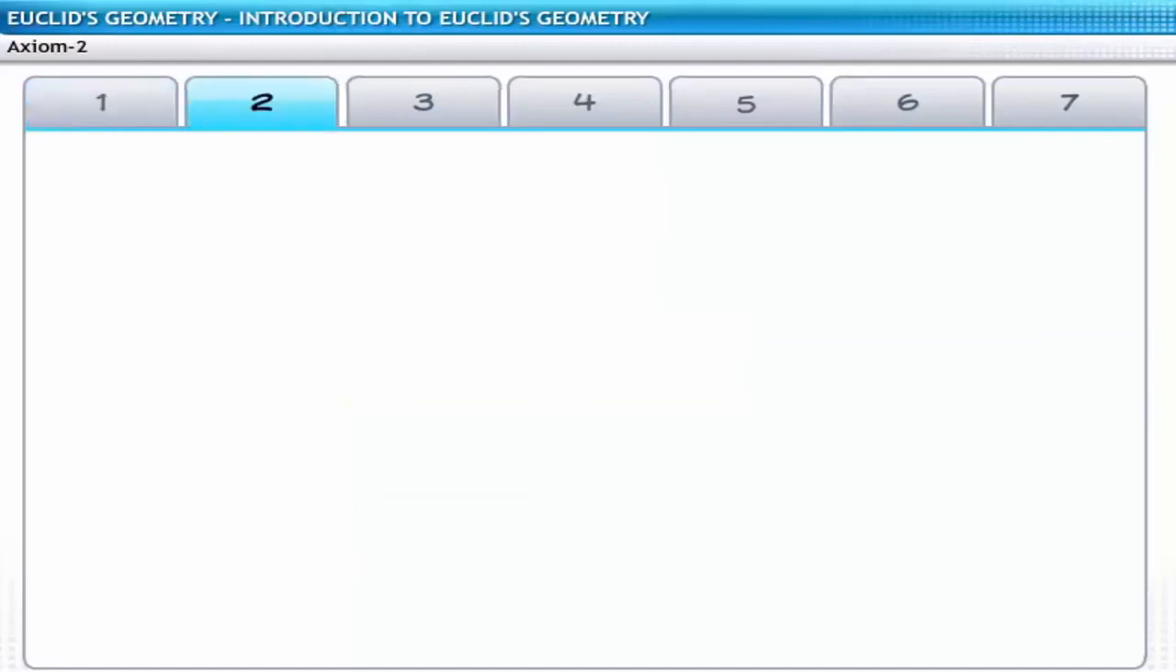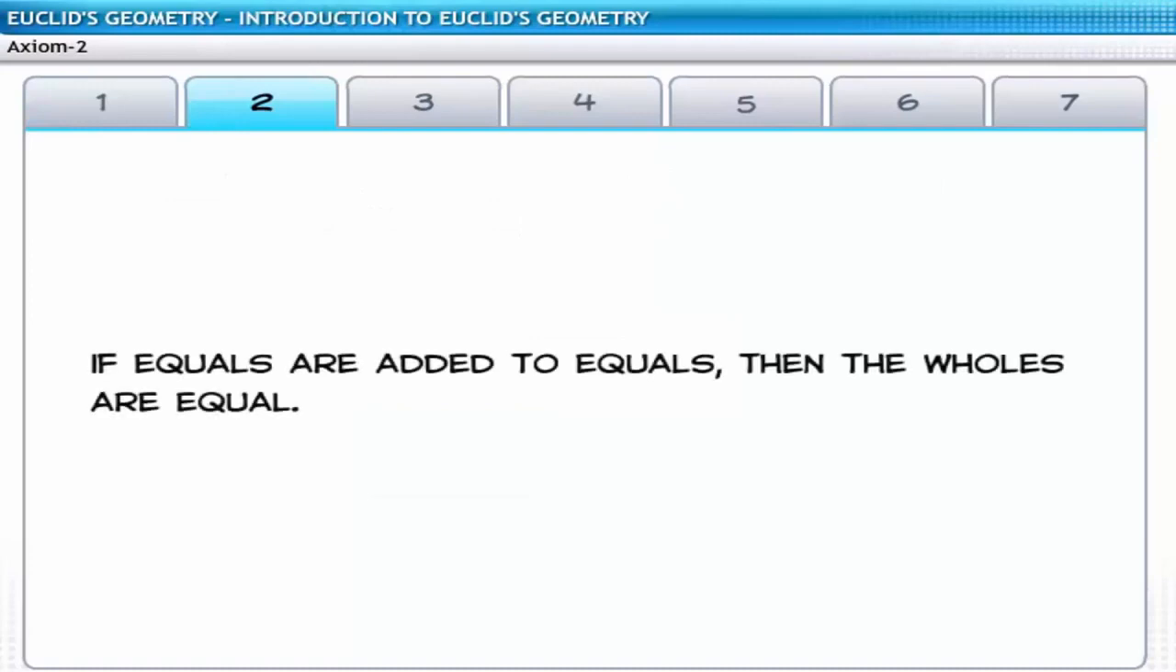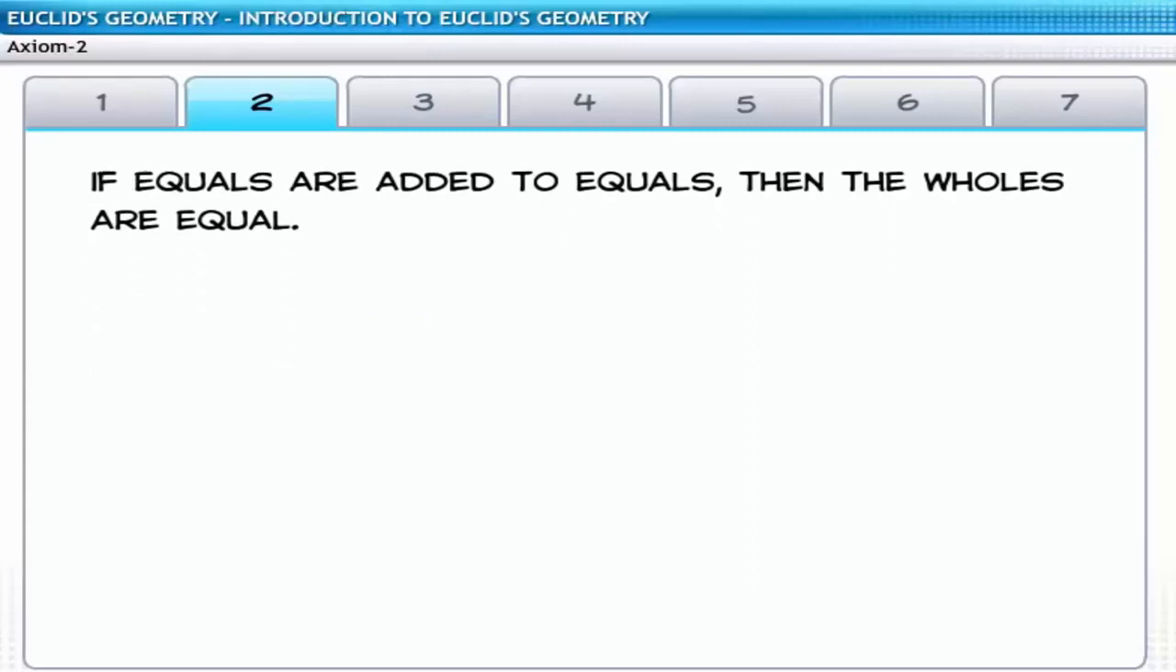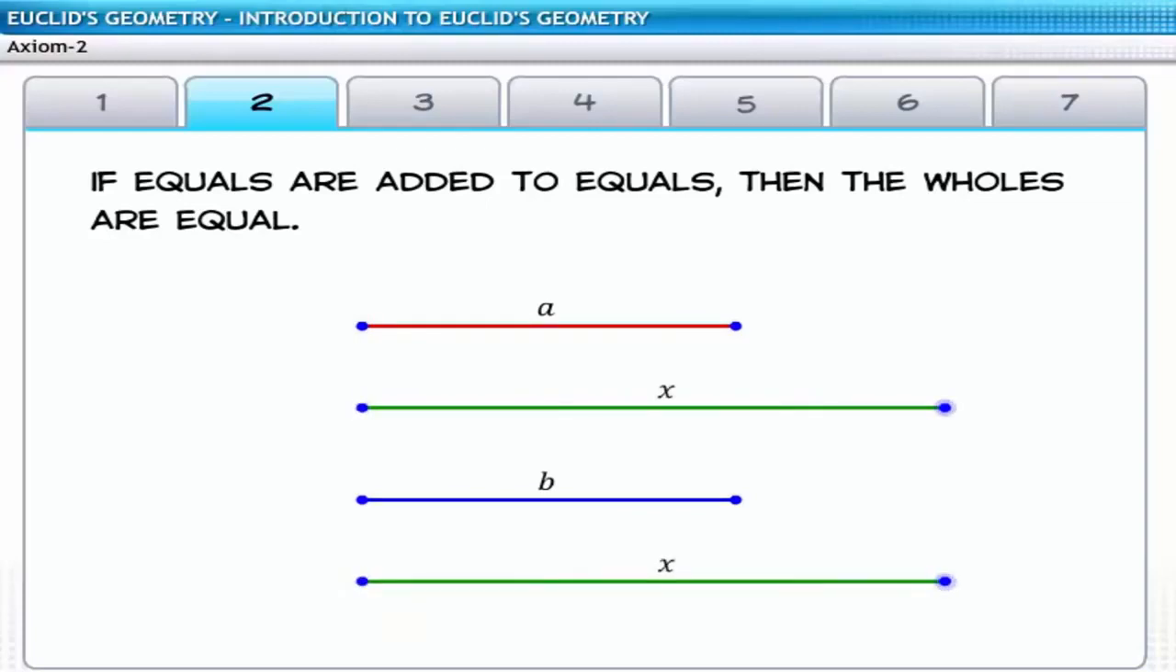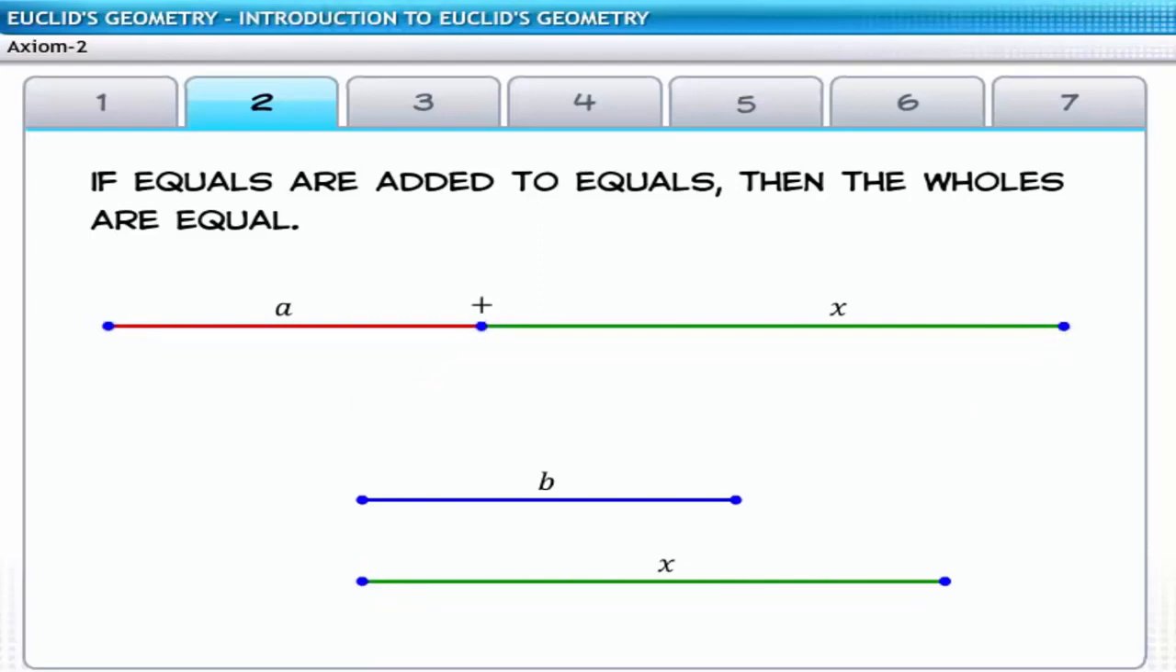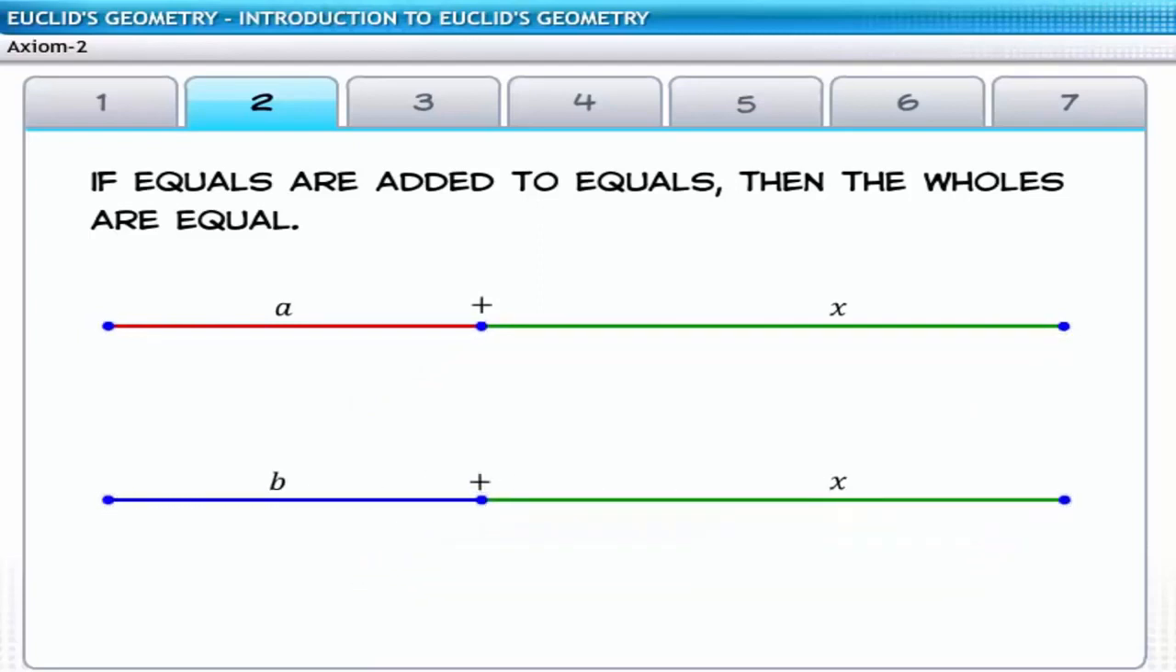The second axiom states that if equals are added to equals, then the wholes are equal. Let us take two lines A and B which are equal in length. When A and B are added separately to another line segment x, the resulting lengths A plus x and B plus x are equal in length since the line segments A and B are equal.